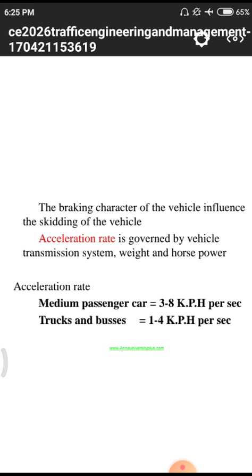Because cars have low volume, and trucks and buses have a huge amount of volume and weight, so buses have less acceleration and cars have more acceleration. Why? Because their size is less, and size is directly proportional to weight, so the acceleration is high.